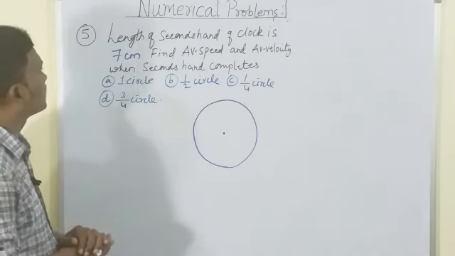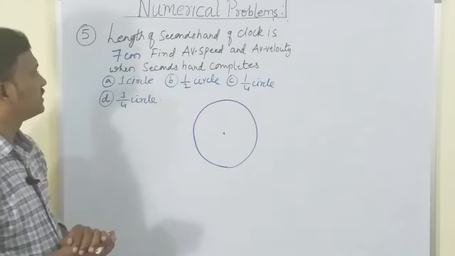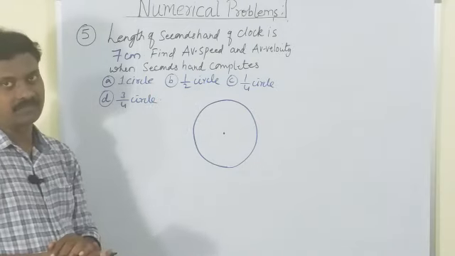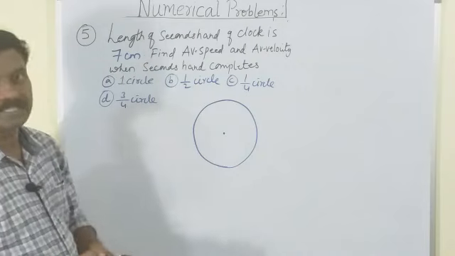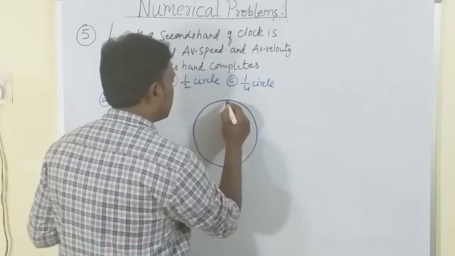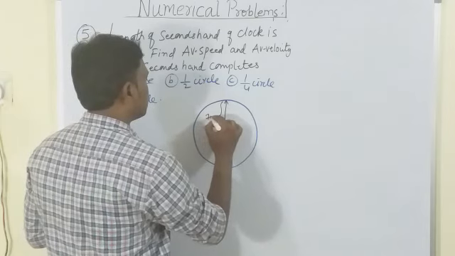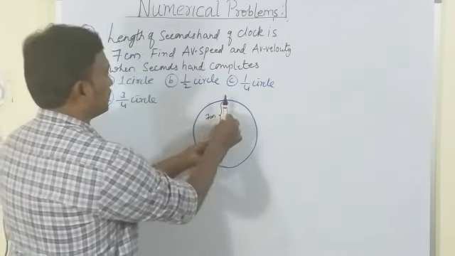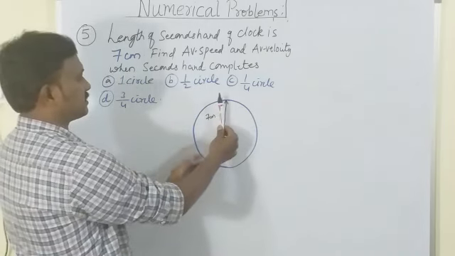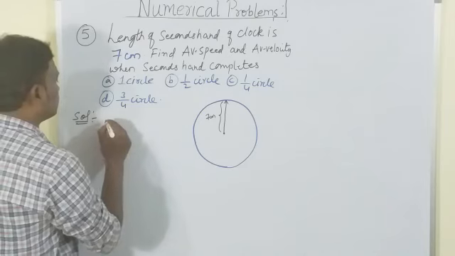Okay children, now let us see the fifth problem. The length of the seconds hand of a clock is 7 centimeters. Find average speed and average velocity when the seconds hand completes one circle, half circle, quarter circle and 3/4 circle. So we are talking about the seconds hand, and its length is 7 centimeters. In the first case it makes one circle like this. Let us start the solution.